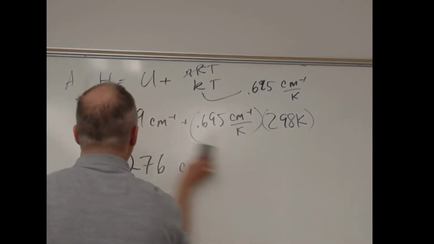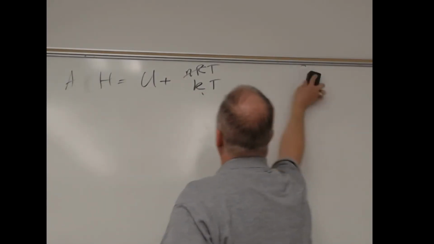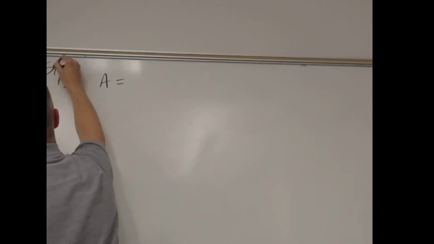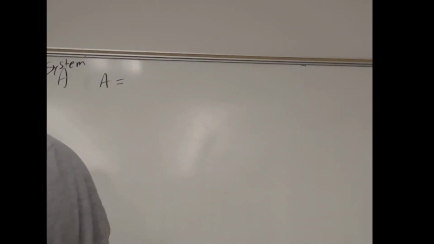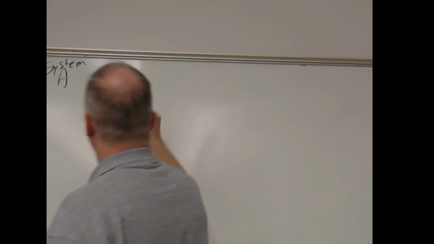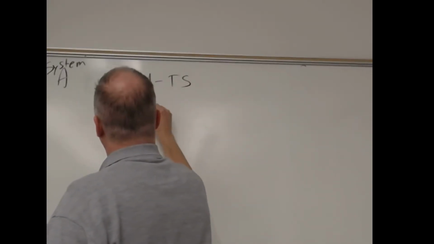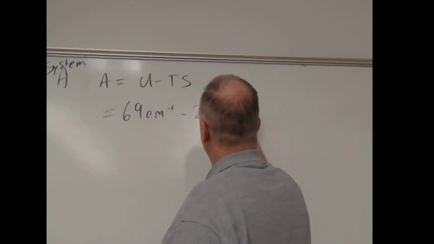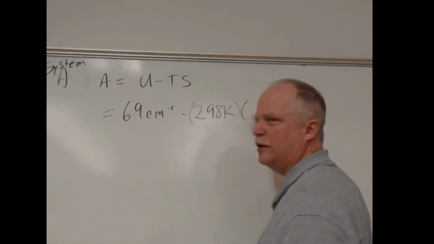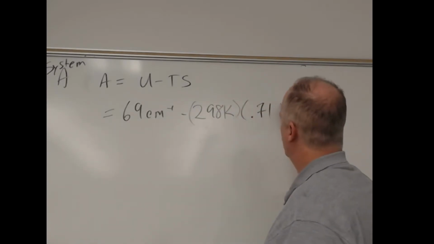So Helmholtz Free Energy. This is when we first get a measure of whether it's a spontaneous reaction or not. So again, for system A, Helmholtz, this is system A. And the equation for Helmholtz energy is U minus TS. And was it 0.71? Yes.